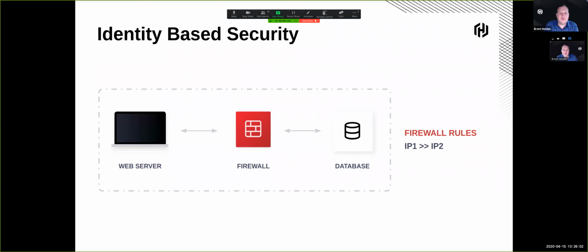Okay, one of our next challenges is the theory of identity-based security. Web servers trying to talk to databases is a very common pattern. There's always a firewall put in front of the database because they want to limit who is able to access it. And so we have to maintain this list of rules that says the web server wants to talk to the database, but how we maintain that is by focusing on the technology detail, which is IP1 can talk to IP2, right?